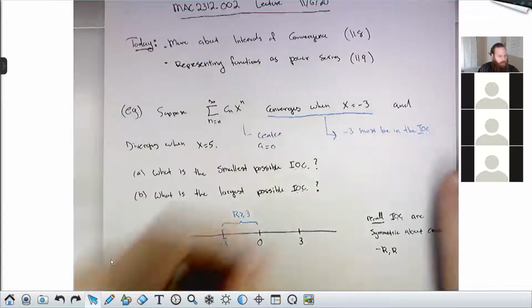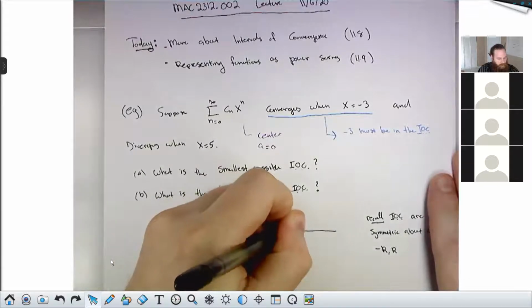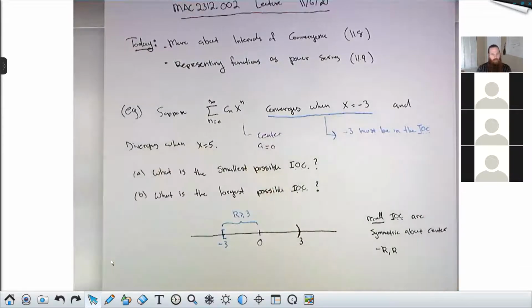And over here, again, thinking about the worst case scenario, the worst case scenario is I don't include +3. I go out that far, but I don't include it. So because -3 must be in the IOC, I have to be able to reach at least 3 units to the left and stay inside my IOC. That means I have to be able to reach at least 3 units to the right and stay in my IOC. But we've seen that the endpoints can do different things.